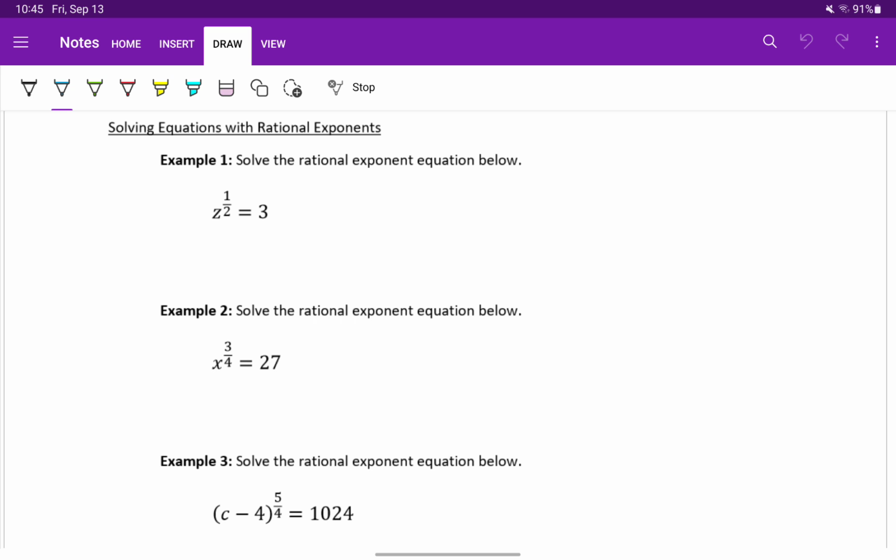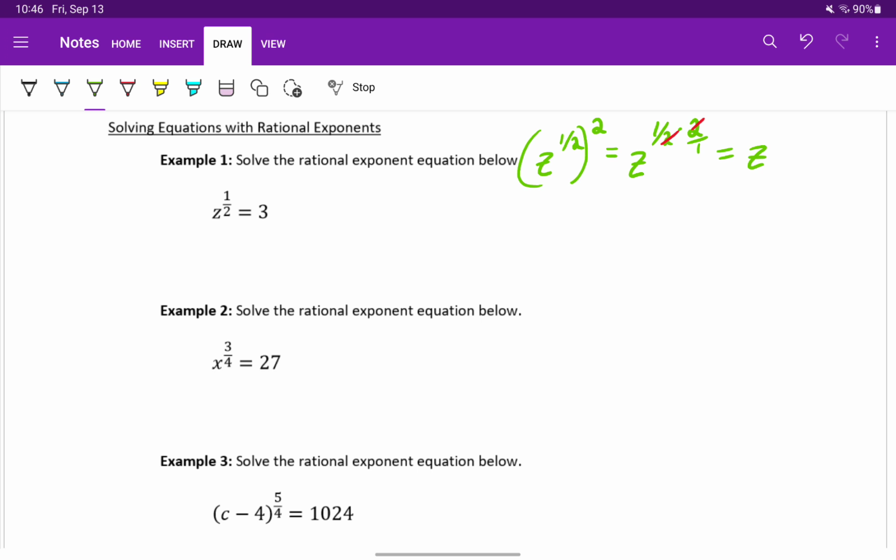For example, the first problem we have is z to the 1/2 power is equal to 3. What we need to do is still just isolate z by itself like we would with a linear equation or a quadratic equation. But it looks a little bit weird since we have this rational exponent raised to the 1/2 power. But notice that if we square this result, properties of exponents tell us that this would become z to the 1/2 power times 2, which is the same thing as 2 over 1, meaning these 2's would cancel, and we'd be left with just z by itself.